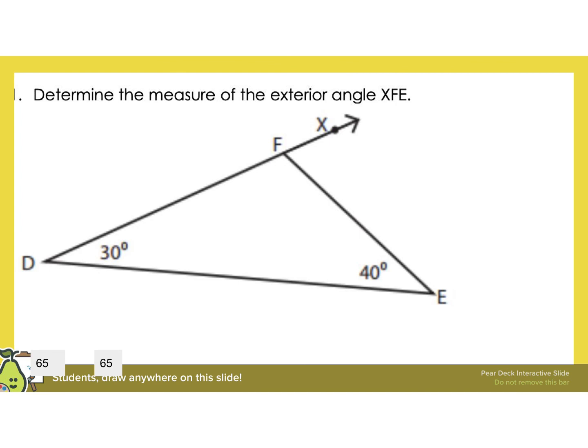All right, determine the measure of exterior angle XFE. So they're labeling it with the 3 letters, but we know how to do that. So XFE is this angle right here. So I'm just going to use the exterior angles theorem, and I'm going to add the 2 opposite interior angles, 30 plus 40, and I'm going to get 70 degrees is angle XFE, and that's it.